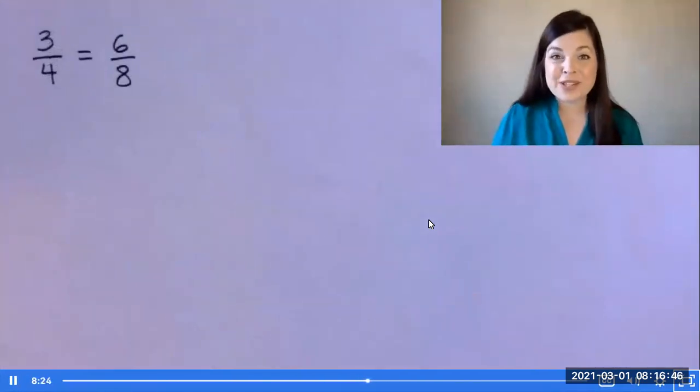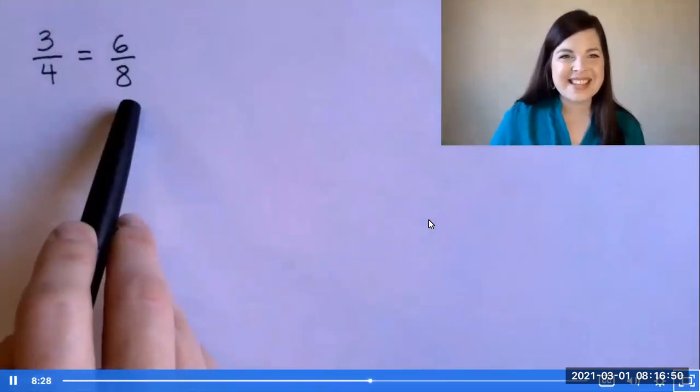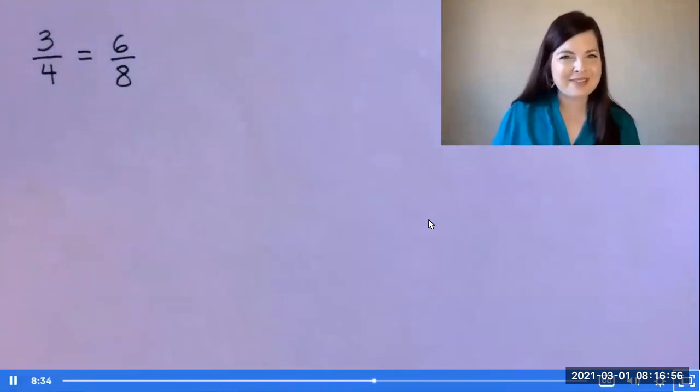Let's try some true or false. Read this number sentence. 3/4 equals 6/8. Now, if the wholes are the same, is this number sentence true or false? And how do you know? Pause the video to figure it out and explain your reasoning.